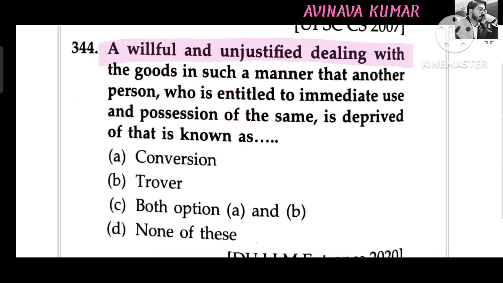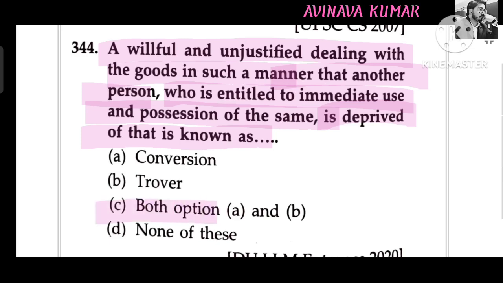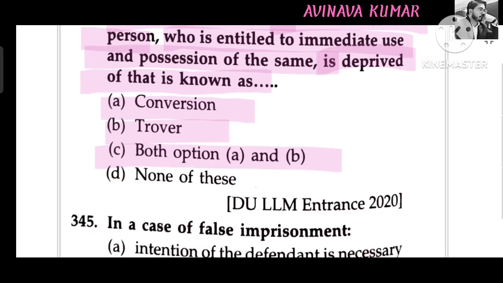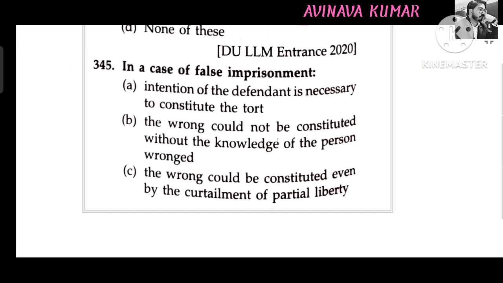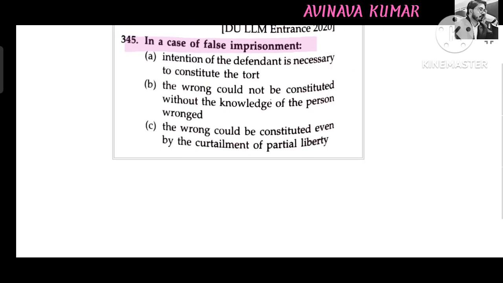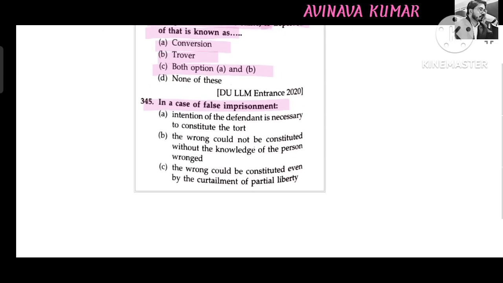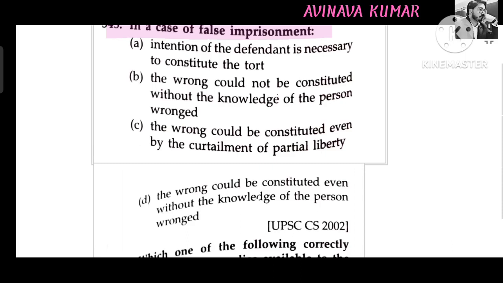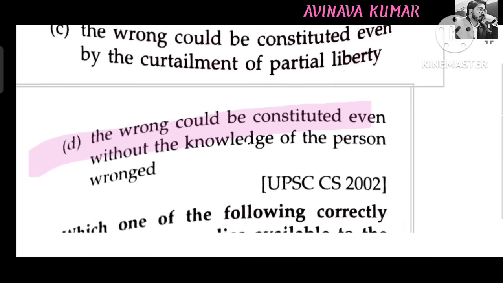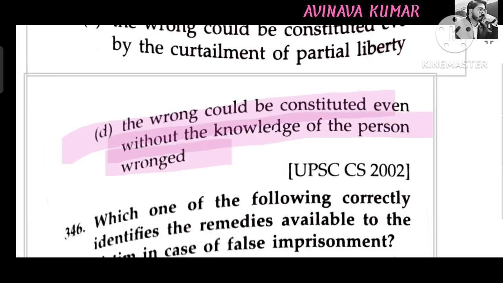A willful and unjustified dealing with the goods in such a manner that another person who is entitled to immediate use or possession of the same is deprived of it is known as... both A and B, conversion or detinue. In a case of false imprisonment, the wrongdoer could be constructed even without the knowledge of the wronged.